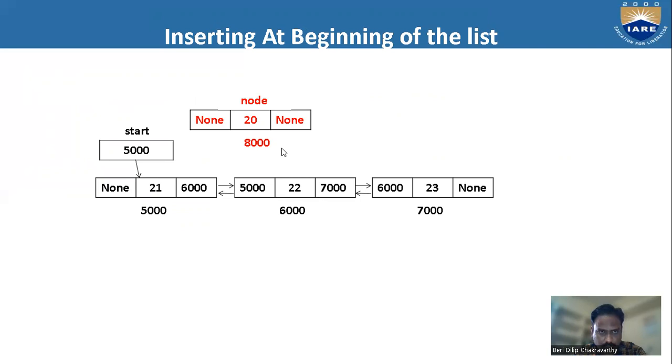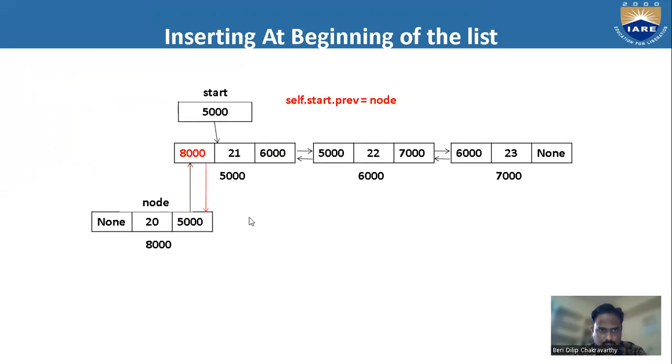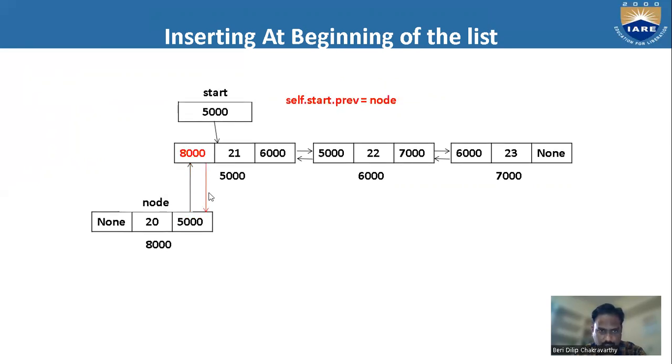After inserting here, I need to get the address of the next node. The next node is this one. So for that, I'll give the address of 21, that is 5000, here. Then next, I need to give 8000. In the earlier case, none is there here. I need to give the address of my previous node. The previous node is this one. I need to give 8000 here. So it will look like this.